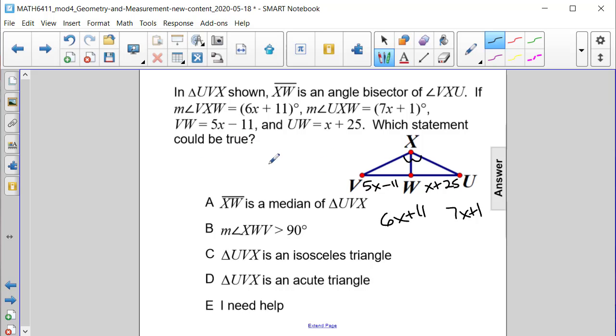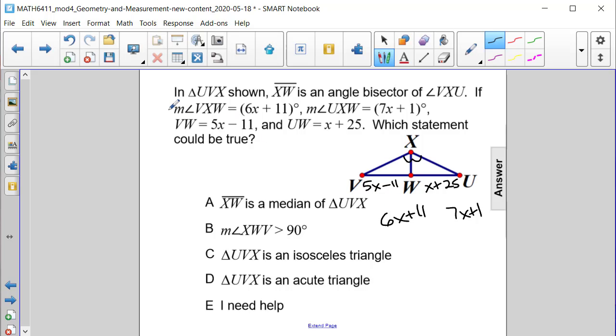Which statement could be true? Is A, XW the median of triangle UVX? Is it B, the measure of angle XWV greater than 90 degrees? Is it C, that triangle UVX is an isosceles triangle? Or is it D, triangle UVX is an acute triangle? We have to determine which of these statements is true.